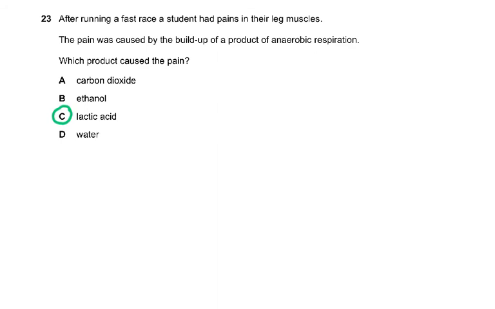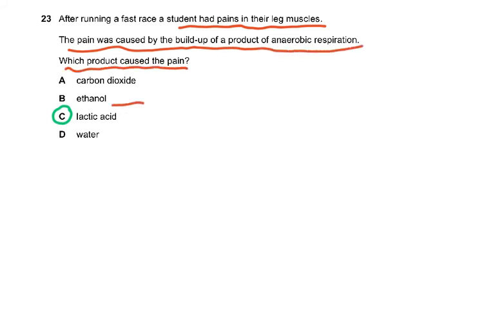After running a fast race, a student had pains in their leg muscles. The pain was caused by the buildup of a product of anaerobic respiration. Which product caused the pain? Everybody knows lactic acid, and that lowers the pH and results in muscle cramps.